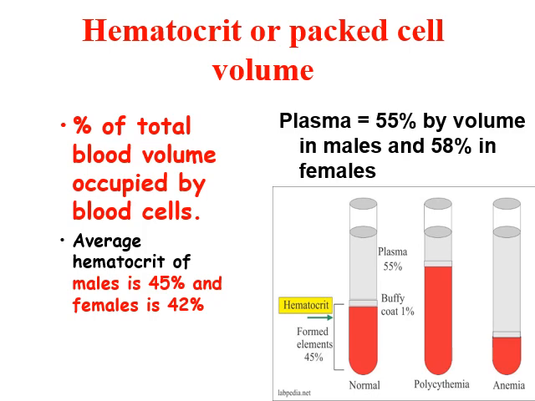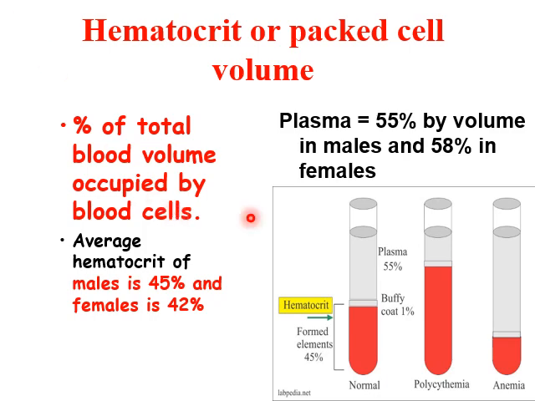Okay, now another term, that is the hematocrit or the packed cell volume. Now what is hematocrit or the packed cell volume? How do you define it? It's actually the percentage of the total blood volume which is occupied by the blood cells. How much percentage of cells is present in the blood? This is known as the hematocrit or the packed cell volume.